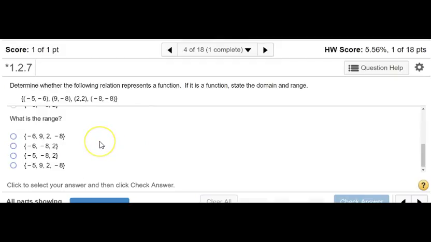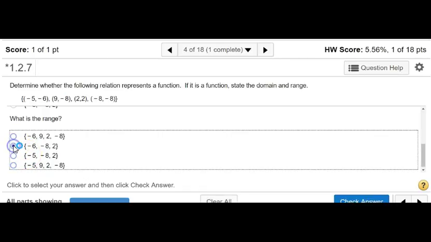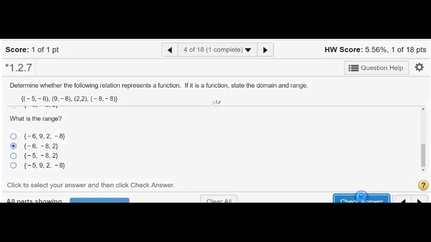The last part of the question is going to be very similar, but when they ask for the range, they want to know what y values do you have. So focusing on the second number in each ordered pair, there's -6, -8, 2, and then -8 is repeated, but you shouldn't list it twice in your answers. So don't include repeated numbers. So my answers are going to be -6, -8, and 2, which looks like this second option.